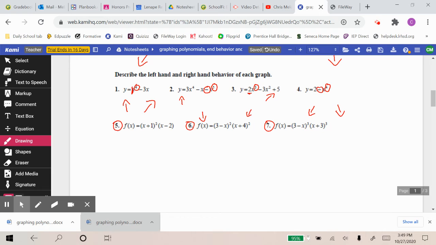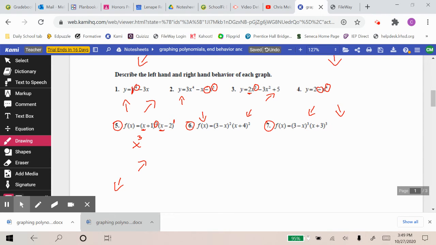Now, if you look, if you did FOIL this out, you have this 2 right here, and this is a 1. So if you FOIL that out, you would get x cubed, and all these x's are positive. So you would get a leading coefficient of 1, and it would be x cubed. So this would just be the S curve. It would go down to the left and up to the right.